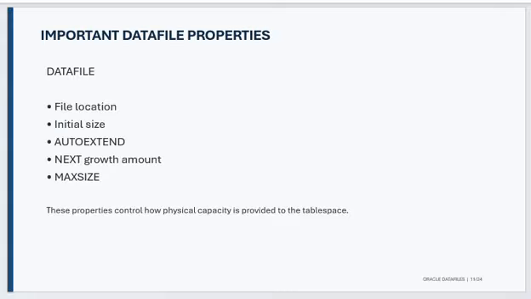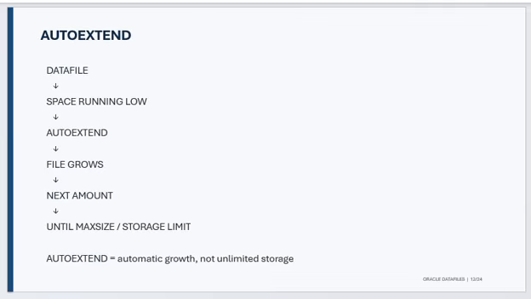One of the most important data file properties is autoextend. An Oracle data file can automatically expand when it runs out of space if the DBA created it with the autoextend option. Imagine a data file currently has 100 gigabytes of space. The database consumes most of that space. When Oracle needs more physical space, an autoextendable data file can grow automatically. The DBA can define how much Oracle should add during each extension using the NEXT value. The DBA can also define the maximum size using the MAXSIZE parameter.